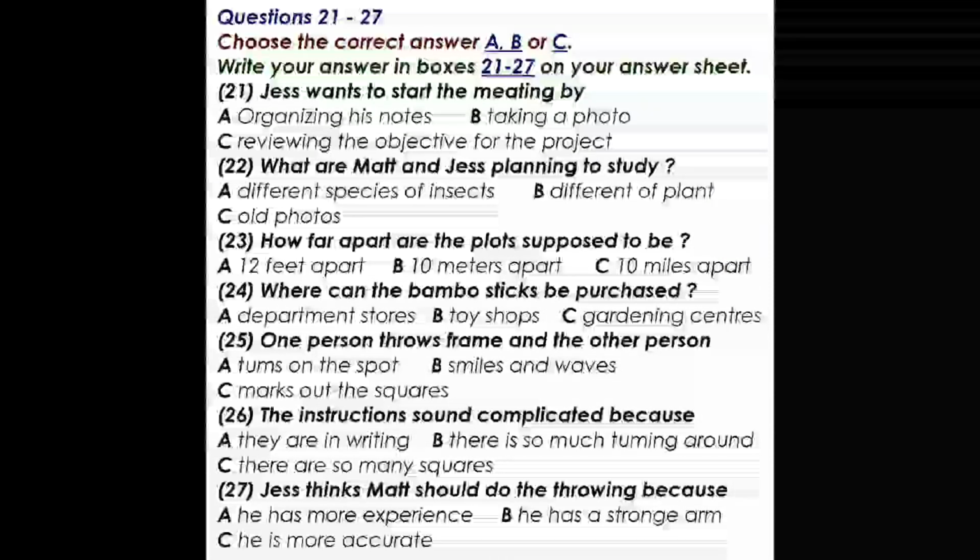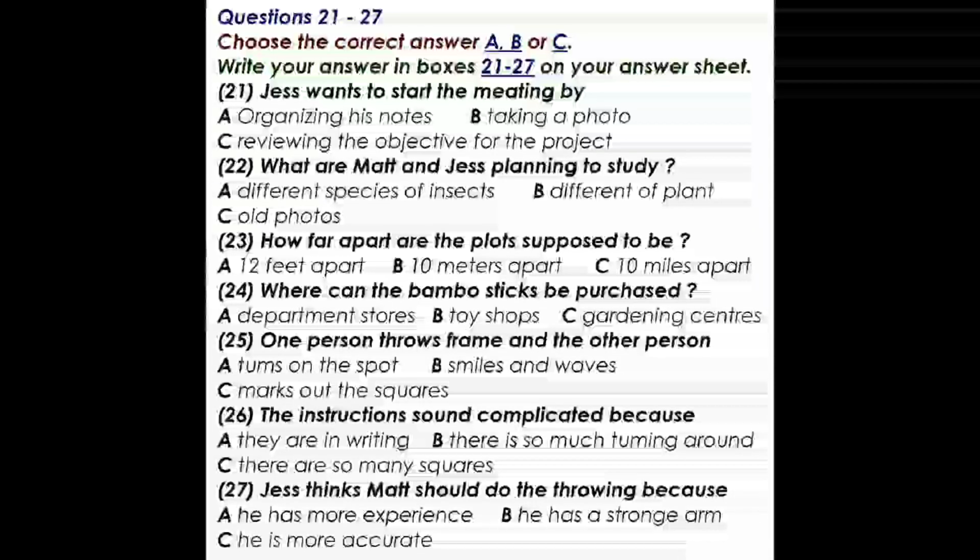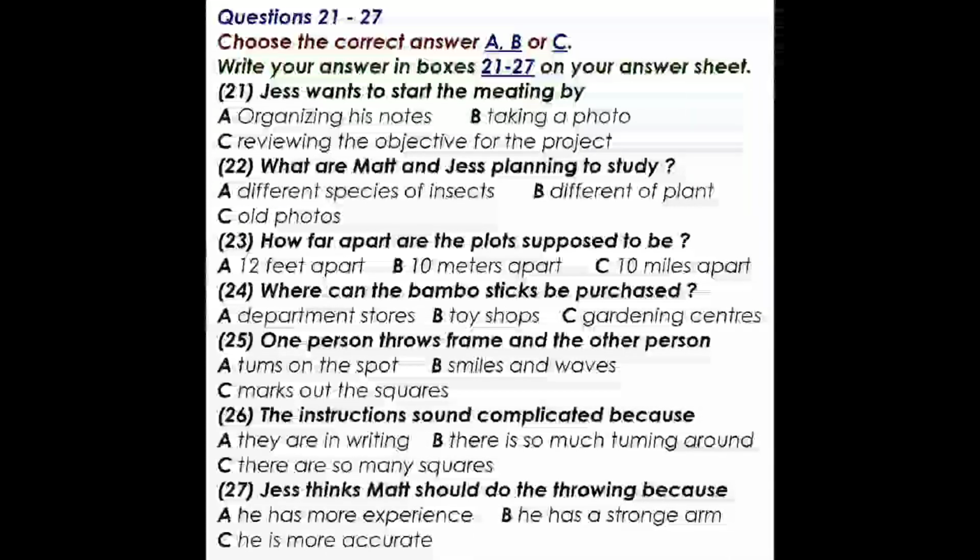Hey Jess, glad you could make it. We've got a lot to discuss. Hi, Matt. Yes, sorry I'm a bit late. I did bring all my notes with me. Yes, me too. Where shall we start? Well, I think it would be a good idea to clarify our objectives just one more time. Yes, good idea. Okay, here we are.